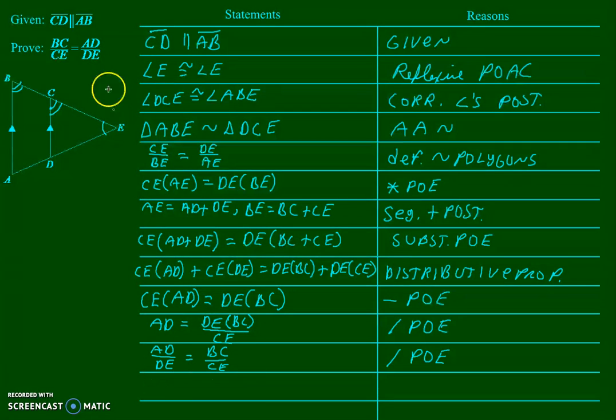We've proven that AD is to DE as BC is to CE. So given a line parallel to a third side of a triangle, it divides the two sides proportionally. So BC is to CE as AD is to DE. Now it's possible to alter this proportion in any of the standard ways. We can exchange the extremes, we can exchange the means, we can take the reciprocals of both sides, and we can swap them from left to right and still have the same proportion.